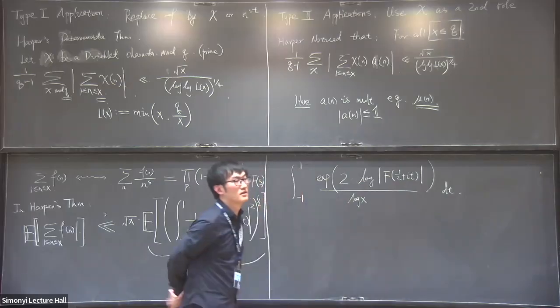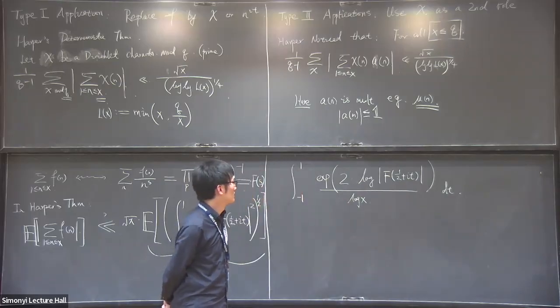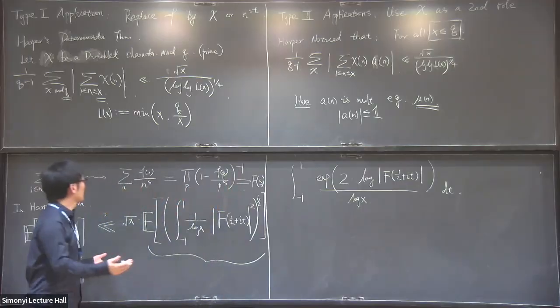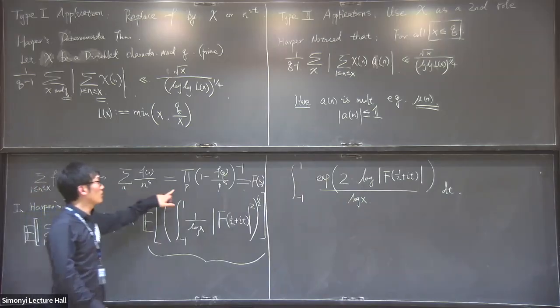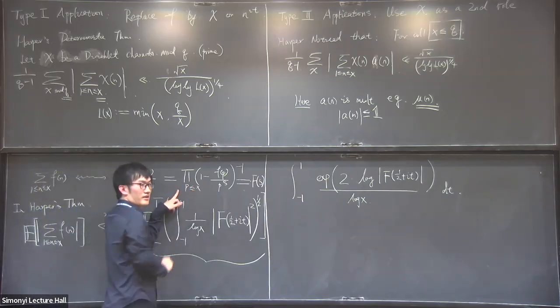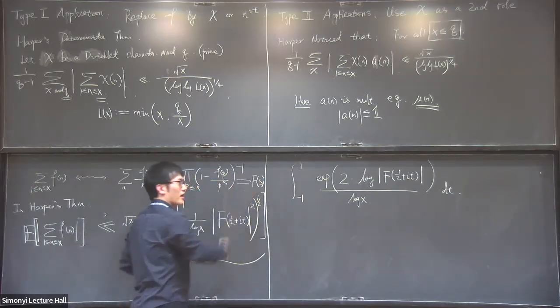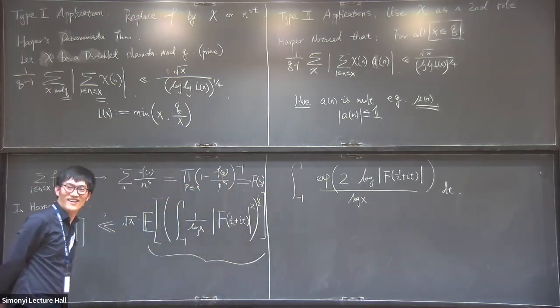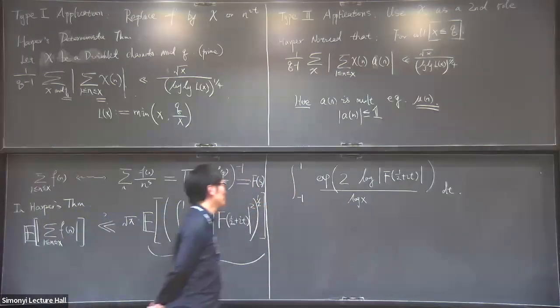I'm sorry, other than in the denominator, where is x? That's a good point. So I'm cheating a lot on this. So here, if you really add up to x, the Euler product really captures roughly p up to x. Okay, now it makes sense. Good, thanks for your question.